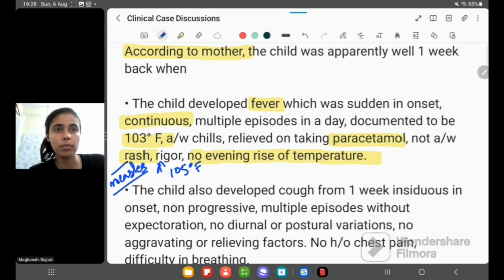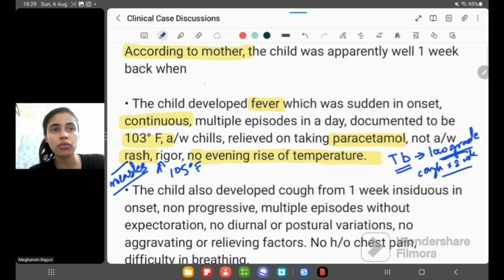So for evening rise of temperature, we are trying to rule out any tuberculosis infection, because in TB there is a low grade fever and there is an evening rise. Only the fever, if there is, would be increasing in the evening. And yes, it is associated with cough of at least 2 weeks. Other than that, the history which we have taken is in the month of August.